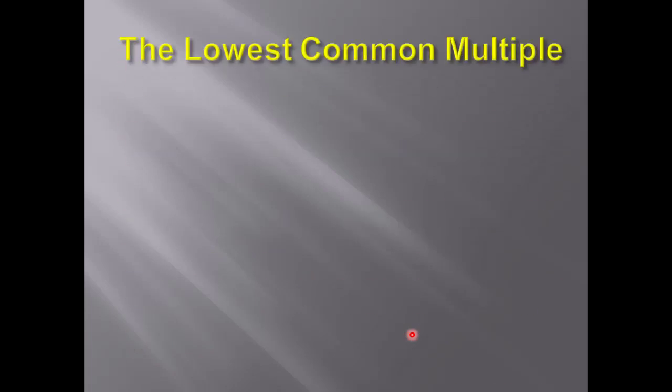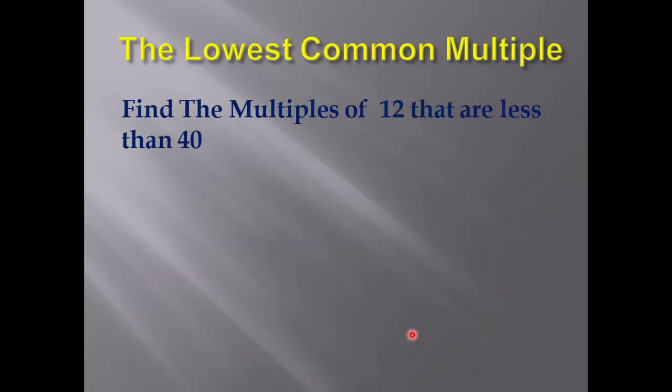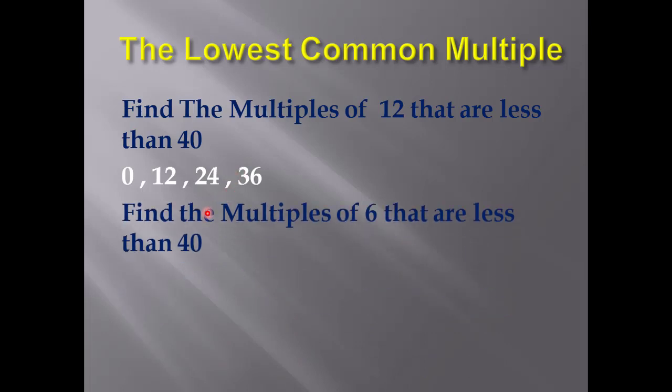Let's move to the lowest common multiple, or LCM. In the same way, I want to find the multiples of 12 that are less than 40. We said before, multiples means start from 0 and each time add 12. So we have 0, 12, 24 and 36. Also, we want to find the multiples of 6 that are less than 40. In the same way, what do we have? We have 0, 6, then 12, 18, 24, 30 and 36.